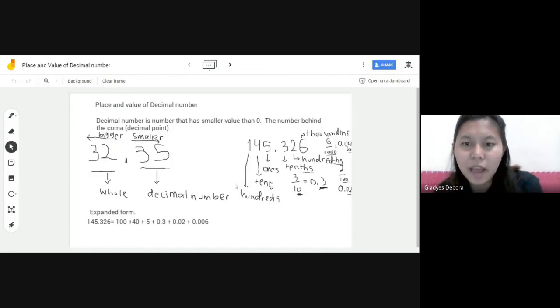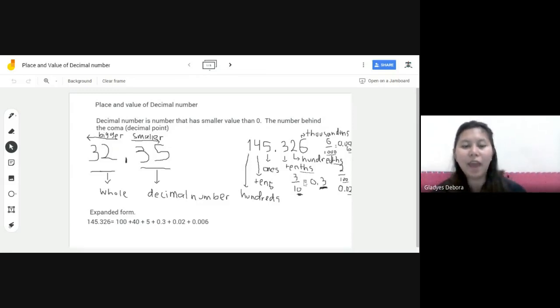Okay, let's see the example here that we have, 145.326. Okay, we're going to expand this form, so it becomes 145, and look at this. The smaller value from 1 is the decimal point. As you can see here, 0.3 is the one number behind the decimal point. It is called the tenths place. Okay, so it ends with T, H, and S.